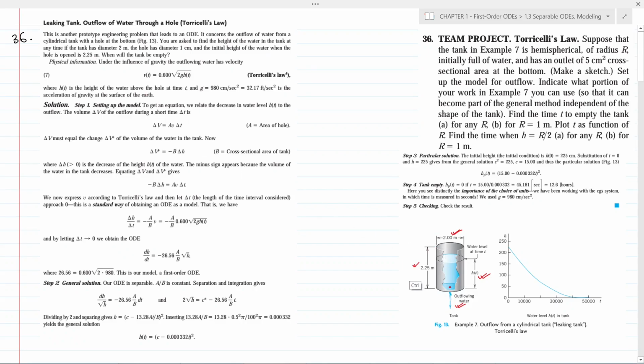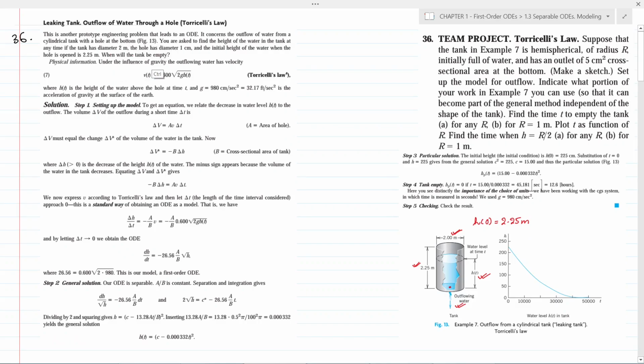This height, that is when the hole started leaking at this initial point at time t equal to 0, h of t was 2.25 meter, and from this we can get the initial condition, that is h of 0 equal to 2.25 meters.